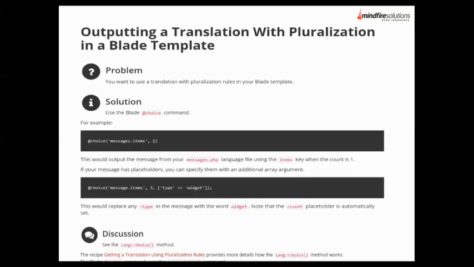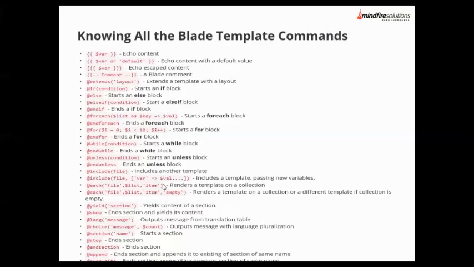Then outputting a translation with pluralization in a Blade template. Pluralization means that text used to be plural, like if I say I have one mango, or two mangoes. So how do you do the pluralization? You use choice with the message item, and if you pass an extra parameter, it will help you do the pluralization as well. And here are a few functions, or all the functions we have in the Blade template.